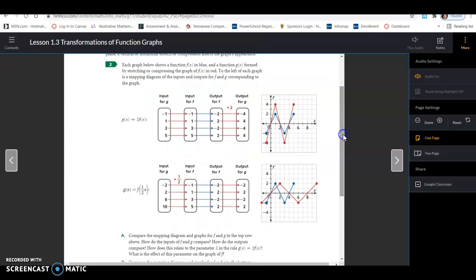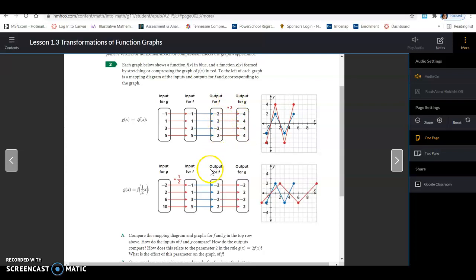Still we have f of x in blue and g of x in red. You can see this has a multiplier of 2. So this is 2 times f of x. That means we're multiplying 2 times the y value, because f of x, remember, is just function notation for y. You can see here the inputs are exactly the same for both functions, and then the output is multiplied by 2. So -2 times 2 is -4, 2 times 2 is 4, and so on.